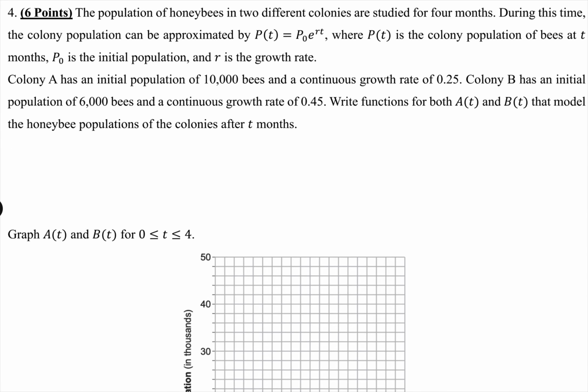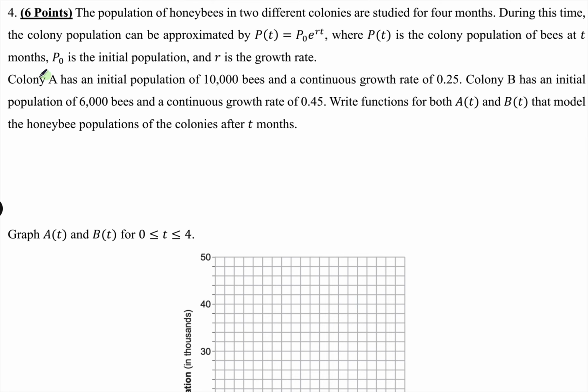Last one, a 6-pointer. We haven't looked at a lot of these. So you have a population of honeybees in 2 different colonies. They're studied for 4 months. During this time, they can be basically approximated by that function P of t equals P of 0 times e to the power of rt. And they're giving you two different colony growth rates.